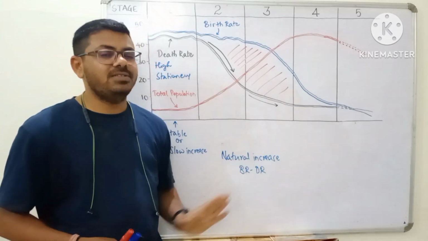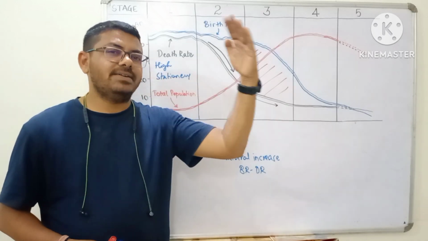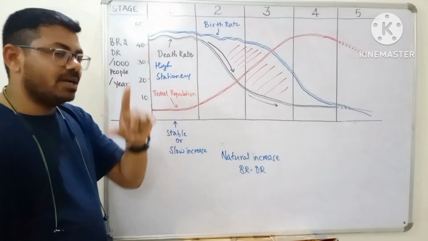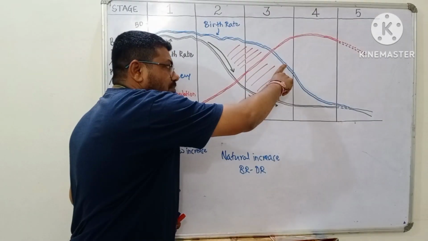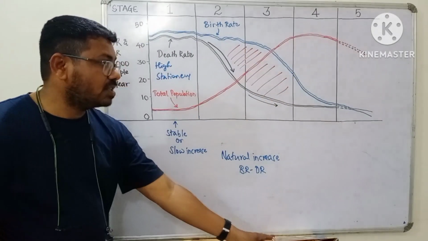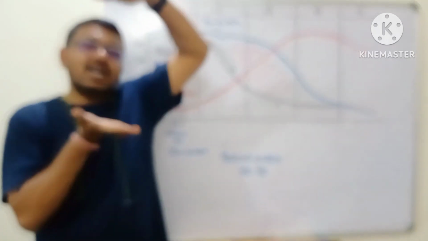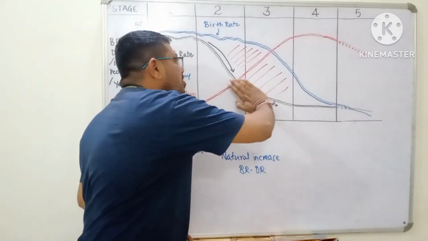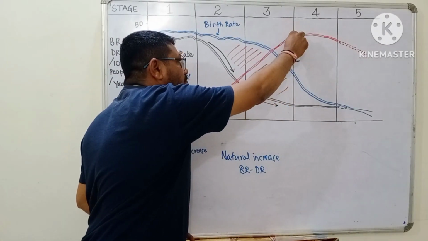Now as time changes, marriage also becomes later and later, and that's why the birth rate has started decreasing. But still there was a gap between birth rate and death rate. So the gap has started declining, but it was still high. So population kept on increasing, until it reaches a peak.